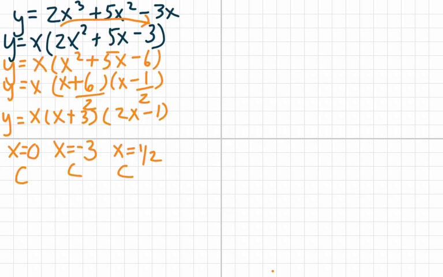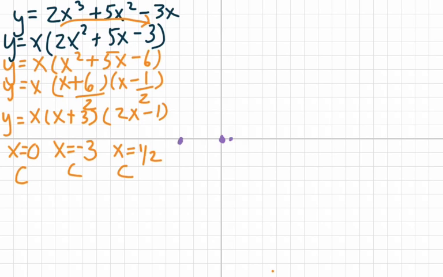Let's go ahead and plot those points then, since I've got them. So I've got one of them at 0, which is the origin. We have one at negative 3, and then we have one at 1/2, which is right close to the 0 there. In fact, I can't even quite put it in the exact right spot. It's a nice reminder that they don't have to be integers.